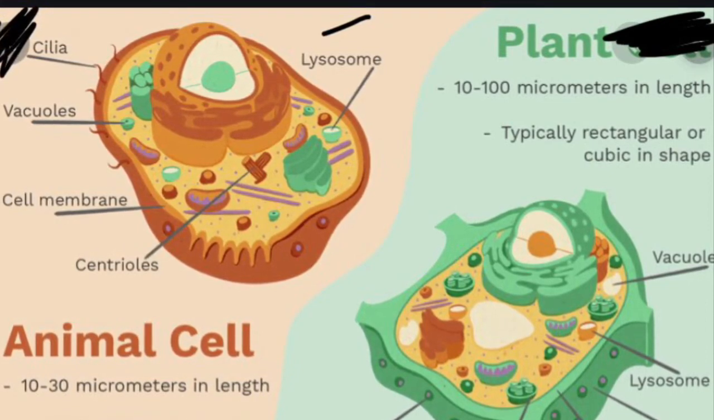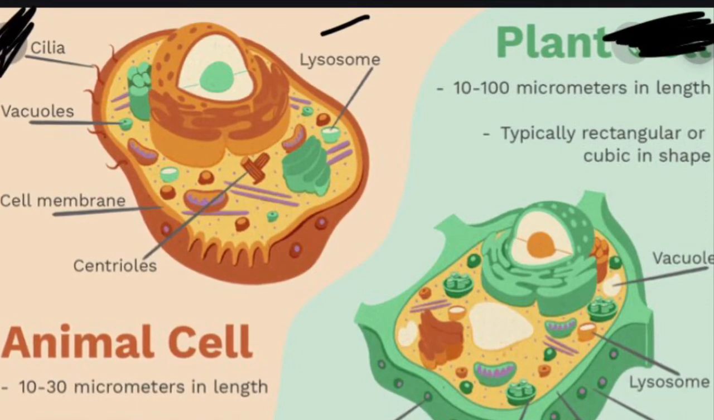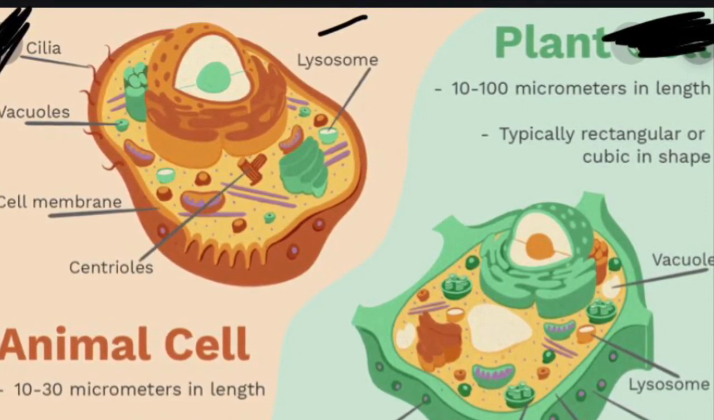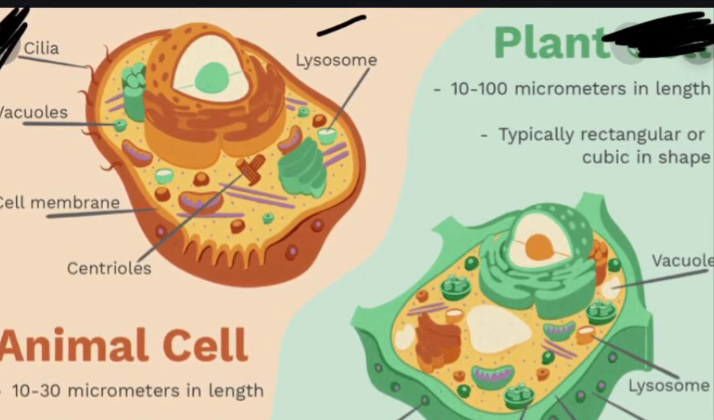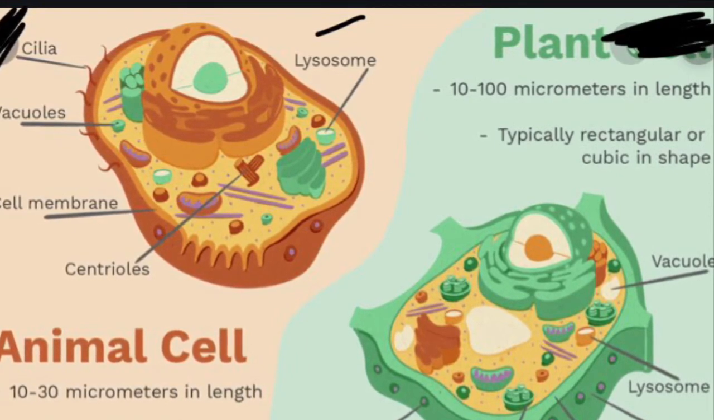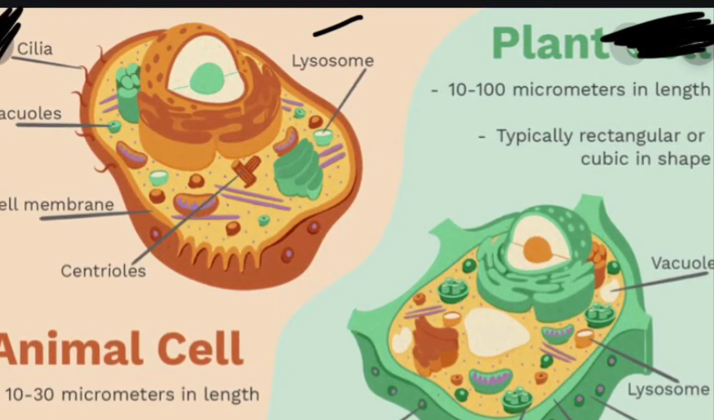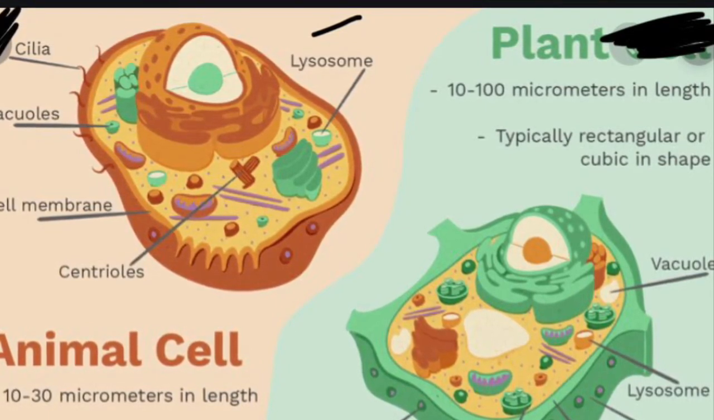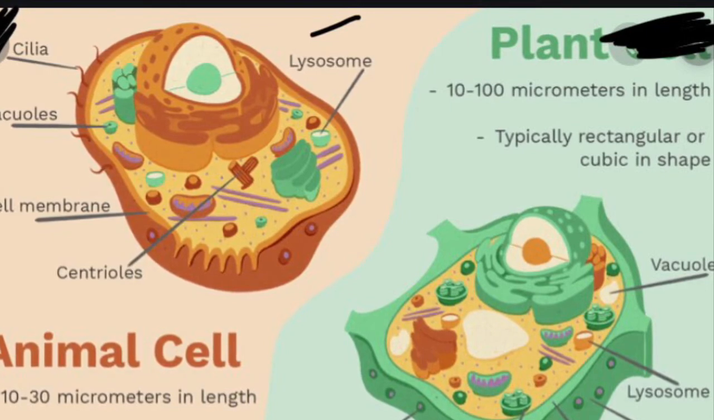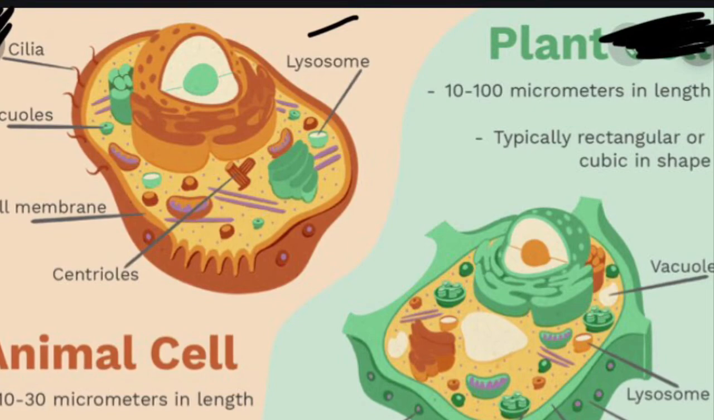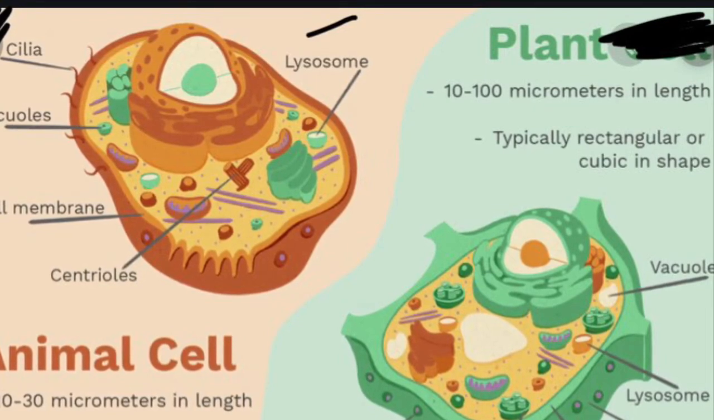Number one is that plant cells have a cell wall and a cell membrane, while animal cells have only a cell membrane. Number two is that plant cells have an extra organelle called chloroplast, which helps in photosynthesis, while animal cells don't. Number three is that plant cells have a large central vacuole, bigger than an animal cell vacuole. So those are the differences.